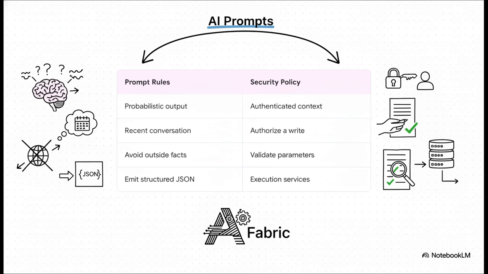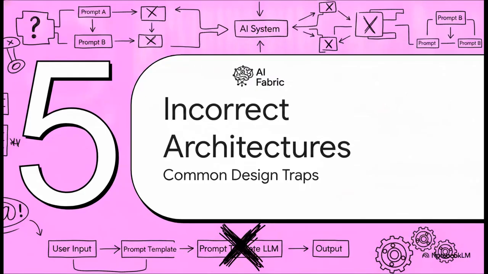Actually, scratch that. They shouldn't even be allowed near them. A prompt cannot authorize a write, it cannot grant tenant access, and it cannot validate parameters. Those vital, rigid controls must remain strictly locked down in your authenticated context, typed action schemas, and execution services. No exceptions.